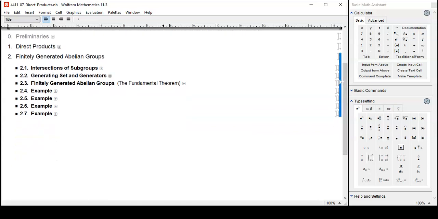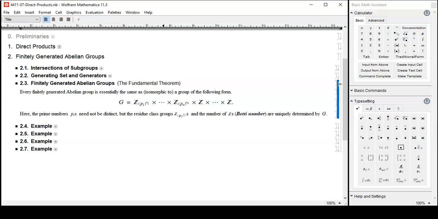Previously, we established the fundamental theorem of finitely generated abelian groups, and then we did some example problems associated to it. Now the final topic that we didn't cover yet is example 2.7, and it looks pretty benign. Let G be a finite abelian group of order M, and let D be a positive integer that divides M. Prove that G has a subgroup of order D.